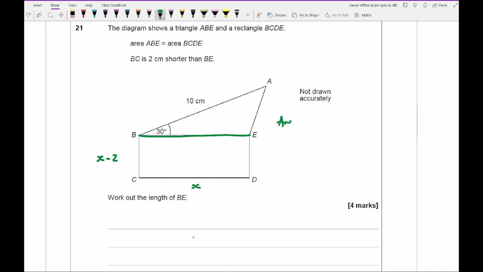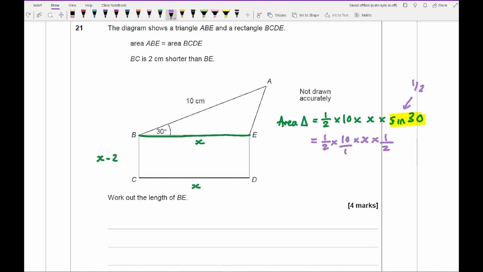Now, first things first, let's work out the area of the triangle. Because I don't know the perpendicular height, I need to use half ab sine C. So it's going to be a half times a, which is 10, times b, which is x, times sine of C, which is 30. Now, sine 30 is a half from the exact values of trig. So from this, what we've then got is a half times 10 times x times a half.